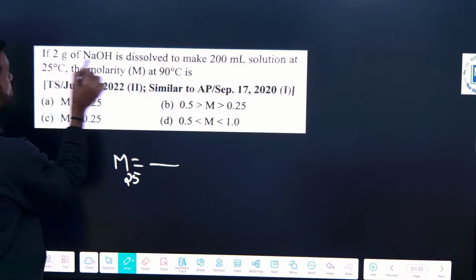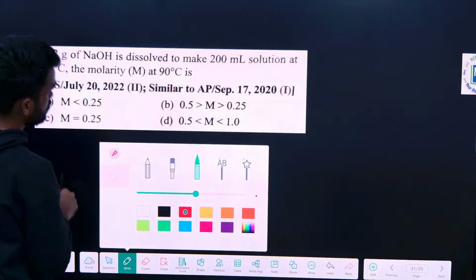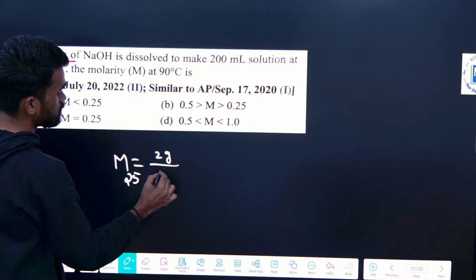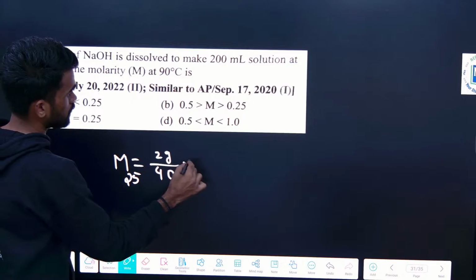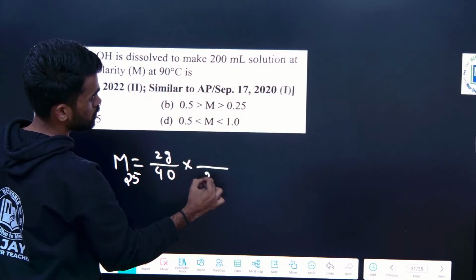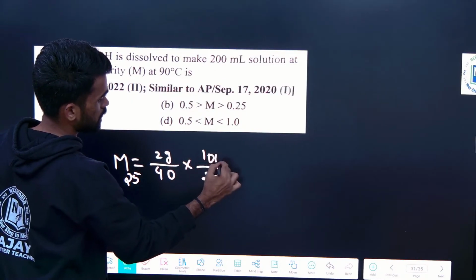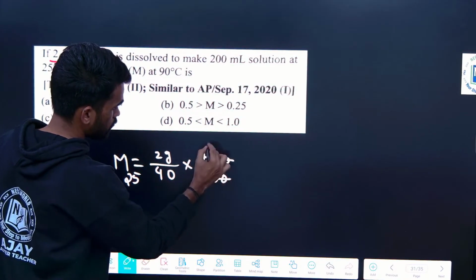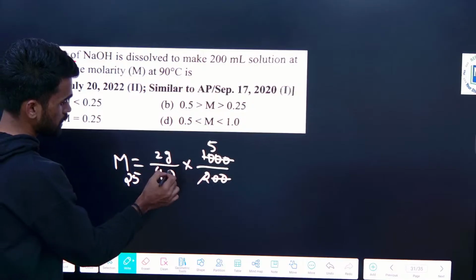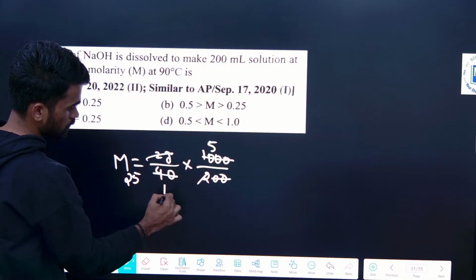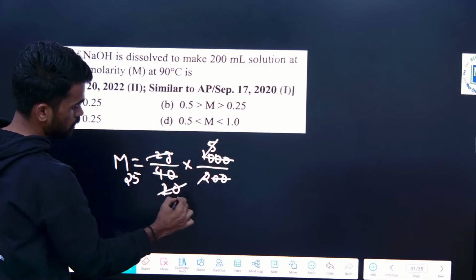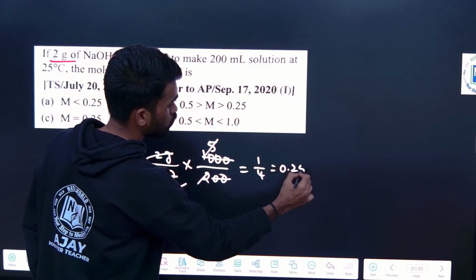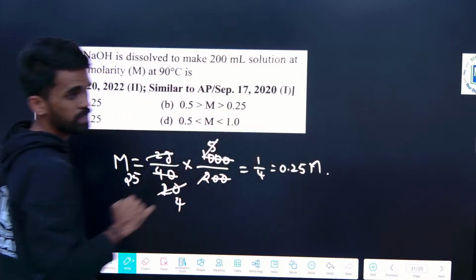Number of moles of solute is how much? The given weight is 2 grams. What is the molar mass of NaOH? 40. And what is the volume mentioned? 200 ml. If it is ml, 1000 by 200, so it will be 5 here. Then next this will be 20, this will be 4. So you got 1 by 4, or I can say 0.25 molar solution at 25 degrees Celsius.